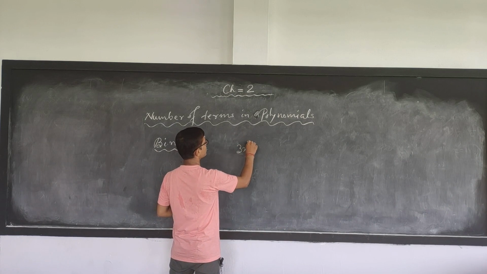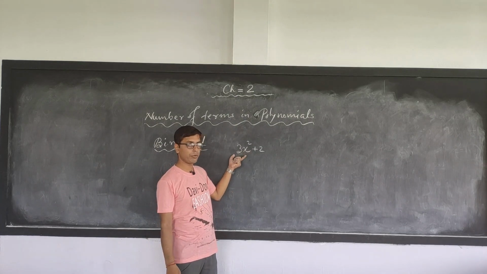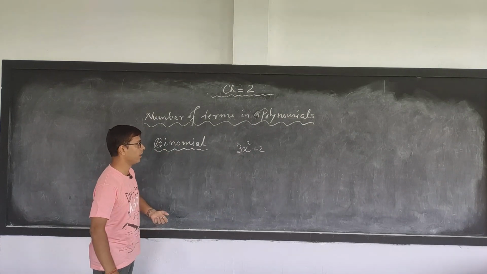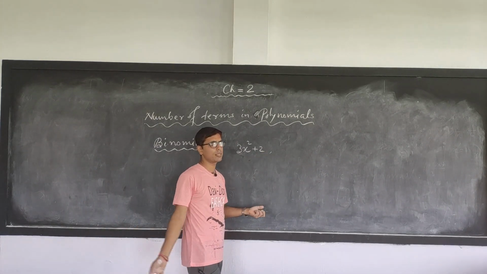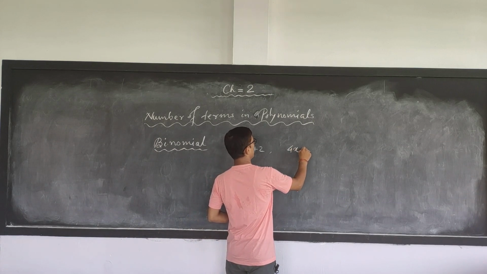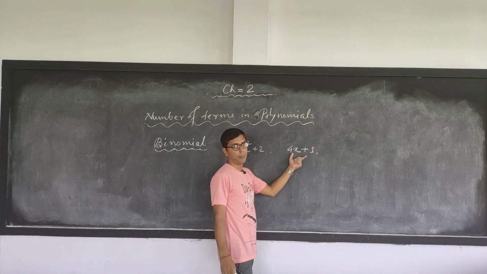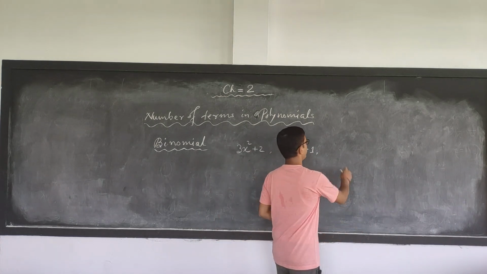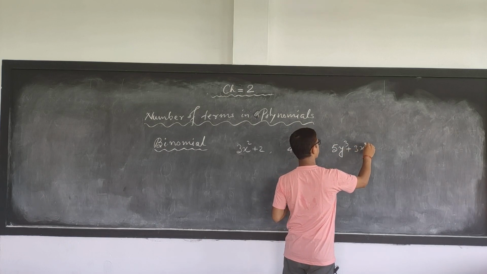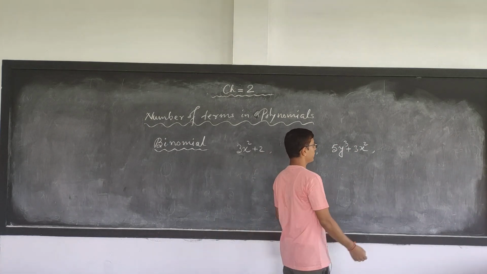Suppose 3x square plus 2. So how many terms can you see in this polynomial? There are two terms. One is 3x square and the other is 2. Alright, since there are two terms, such type of polynomials are known as binomial. There are many more examples, so we can write, suppose 4x plus 1. It can also be a binomial because there are only two terms. Then 5y cube plus 3x square. Alright, this is also a binomial. This is also a binomial, yes, of course.